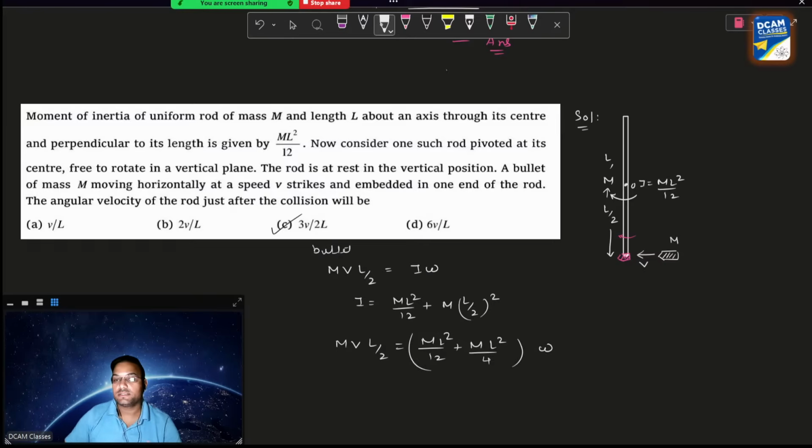Solve it and get the answer. This m will cancel. L will cancel again. 4 by 12, it's v by 2 is equal to 4L by 12, which will be 1 by 3, L by 3. So 3v by 2L is the angular velocity. This is the answer.